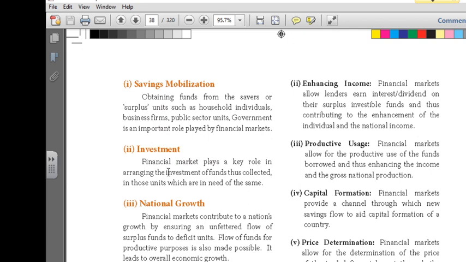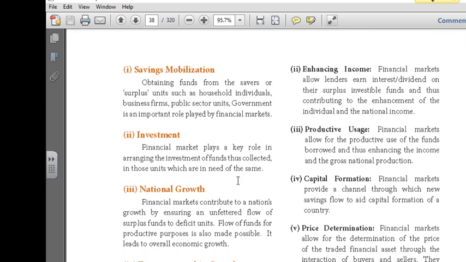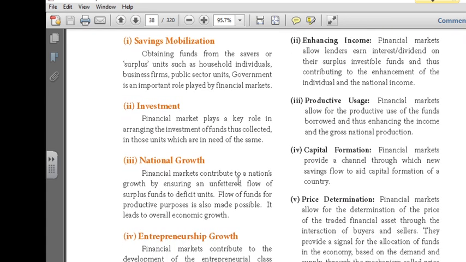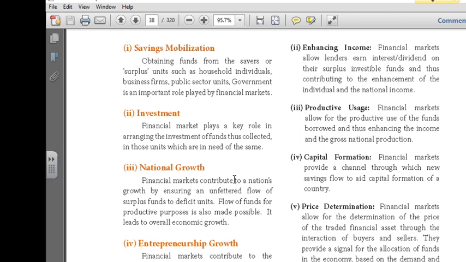Next is investment. It plays a very important role in arranging the investment of funds for those units which are in need of them. Next is the national point, that is, the economic point of view. It gives us national growth, by ensuring the unfettered flow of funds from surplus to deficit units. So productive purposes are also made possible, and overall economic growth is possible.